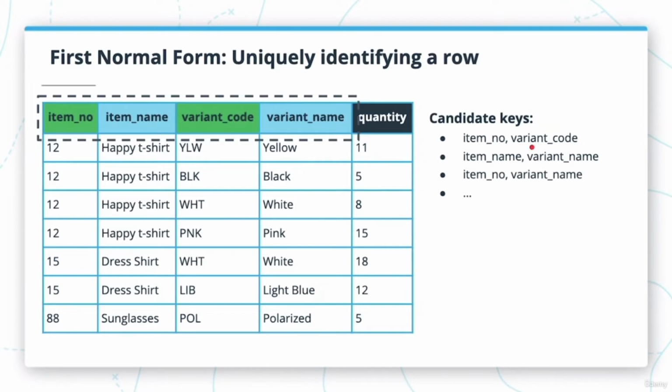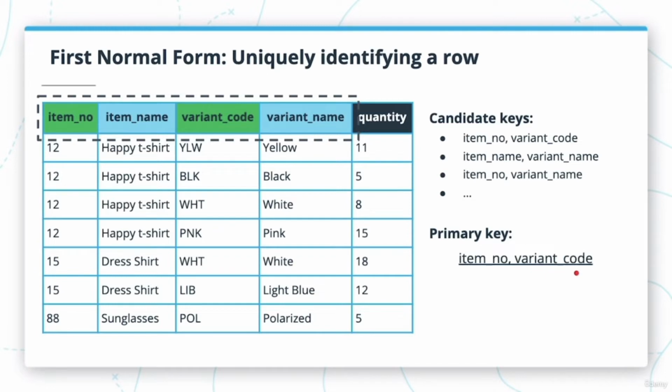At the end of the day, we will have to choose one that we will call the primary key. We're going to talk a lot more about primary keys in further lessons, but for now, let's just know that the primary key is the key that we will choose as the candidate key that will uniquely identify a row in this data set. For this current data that we're looking at, I am going to choose item number and variant code to be the primary key.